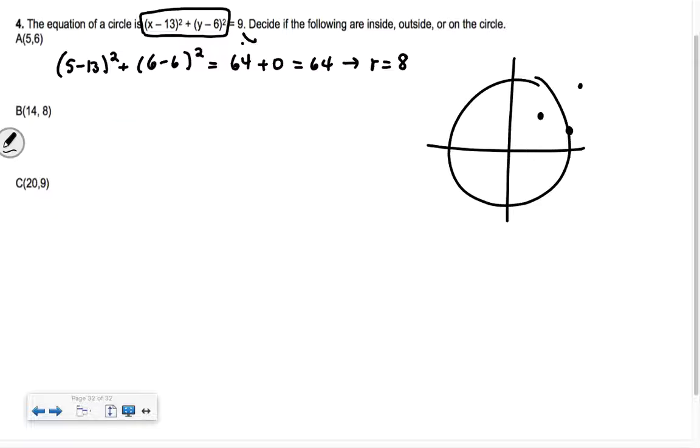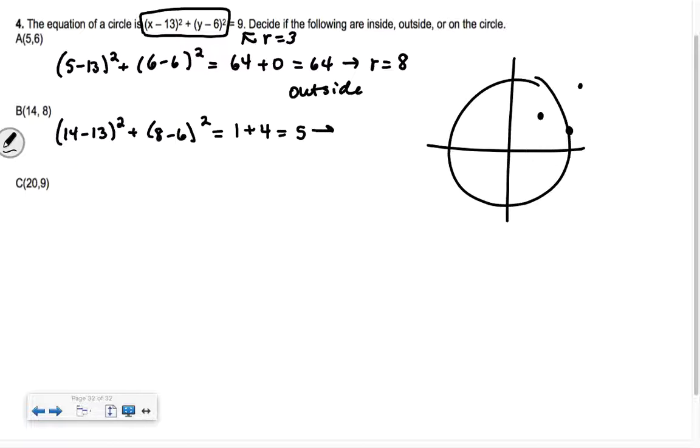That's too big, right? We have an r value of 3 in our problem. So is it inside the circle or outside the circle? It's outside. It's too big, right? So this is outside. So same thing for these. So if I do 14 minus 13 squared plus 8 minus 6 squared, I get 1 plus 2 squared is 4. I get 5. That's r equals the square root of 5. Is that inside or outside? Inside, because square root of 5 is smaller than 3.